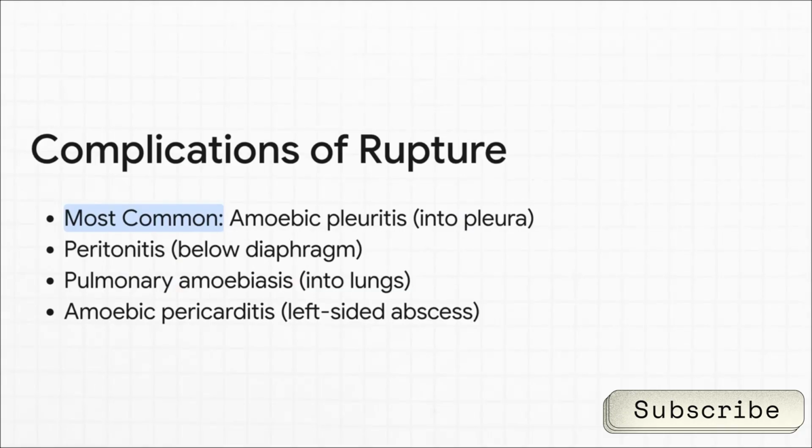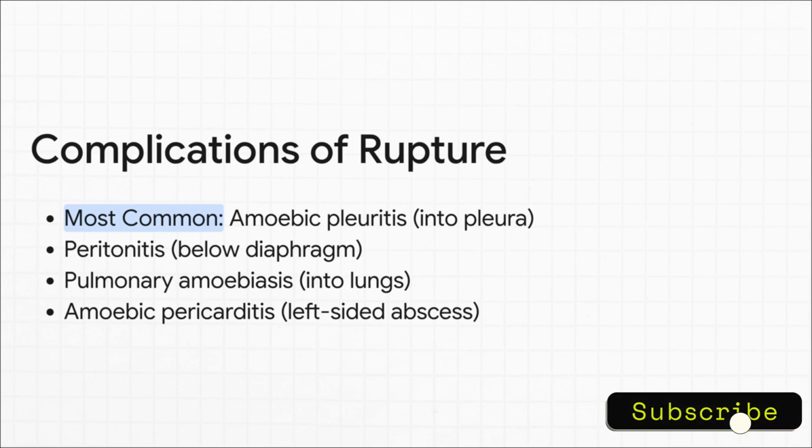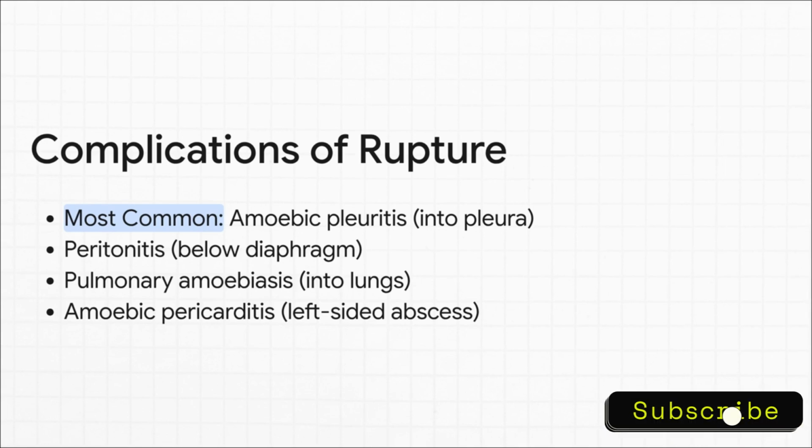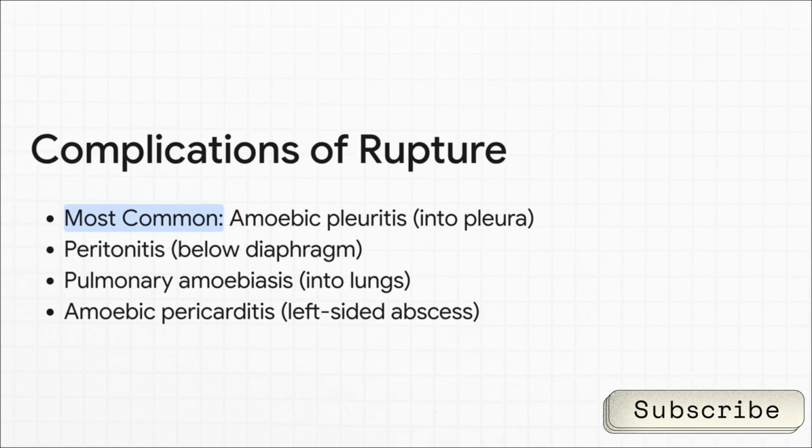Now, what happens if you don't treat this? Well, it's not good. The abscess can keep growing until it bursts, and that can lead to some really serious, life-threatening complications. Where it ruptures determines what happens next. The most common scenario, it ruptures upwards, into the right pleural space around the lung. But it can also go down into the peritoneum or straight into the lungs, or if it's an abscess in the left lobe of the liver, it can even rupture into the pericardium, the sac around the heart.